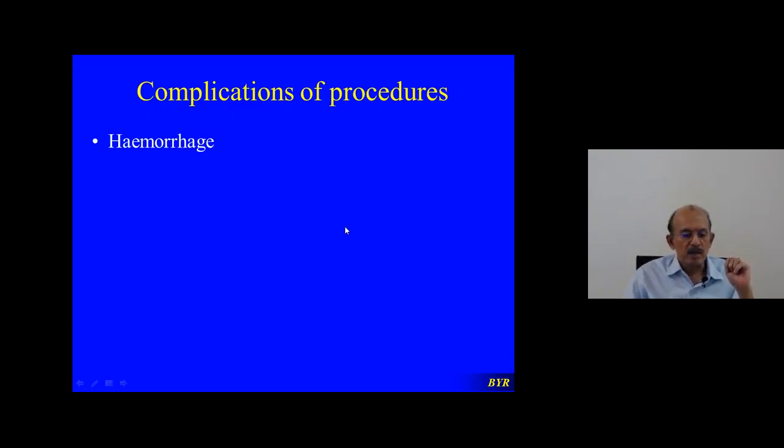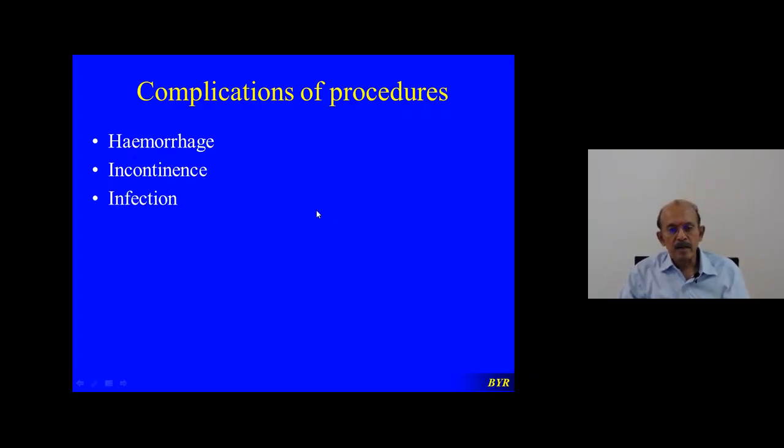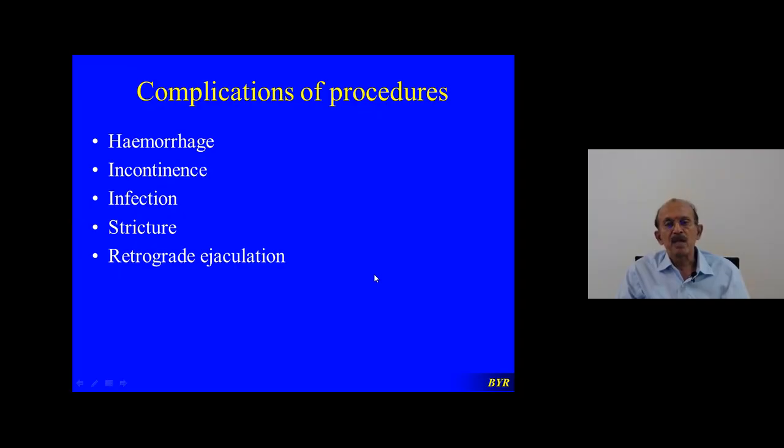Complications of the procedure: hemorrhage. Incontinence. So if you cut the sphincters, then there is a chance of developing incontinence. Then infection of the prostatic bed, stricture of the prostatic bed, bladder neck. Then retrograde ejaculation. The smooth muscle of the prostate is being removed. That's why whenever the patient is ejaculating during intercourse, then there will be passage of semen into the bladder.